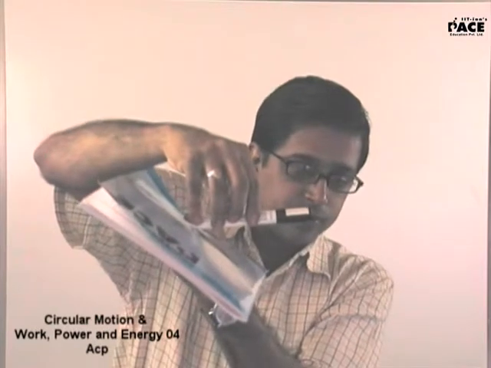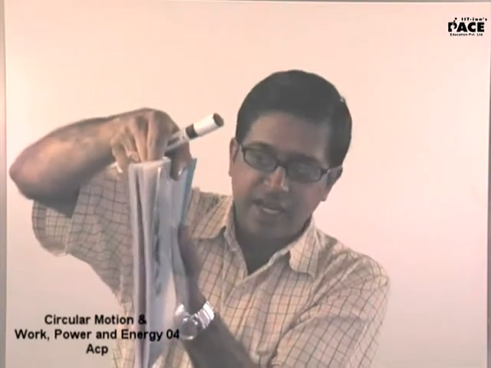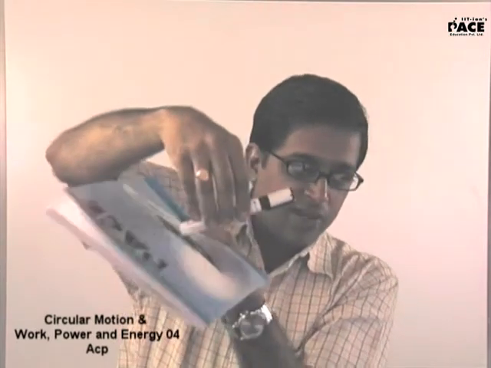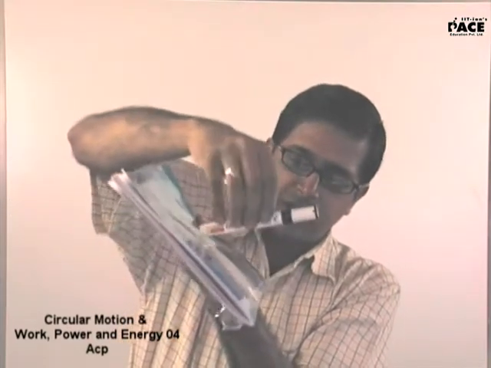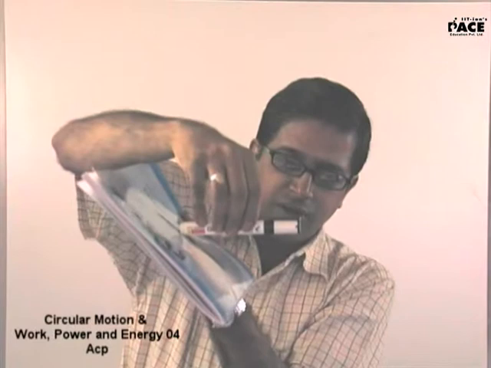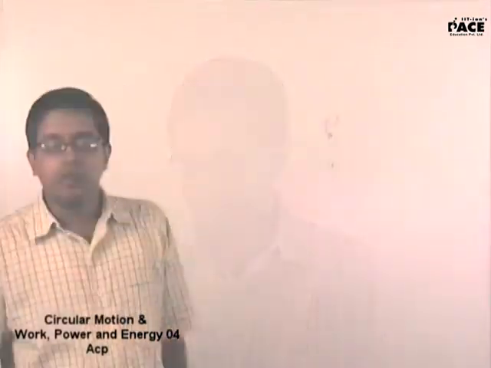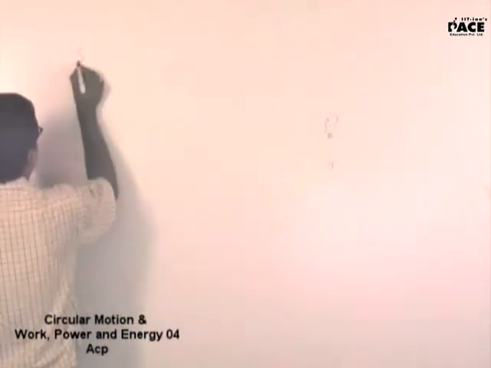The component of the friction plus the component of the normal force, both together will provide the required centripetal force. Are you able to visualize this? This plank is like this. Normal force provides the required centripetal force. But if I tilt it this way, component of the normal force and component of the friction, both together will provide the required centripetal force.